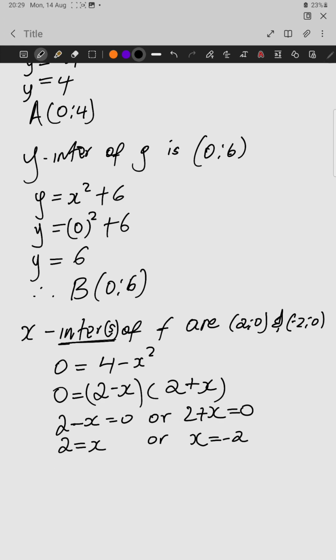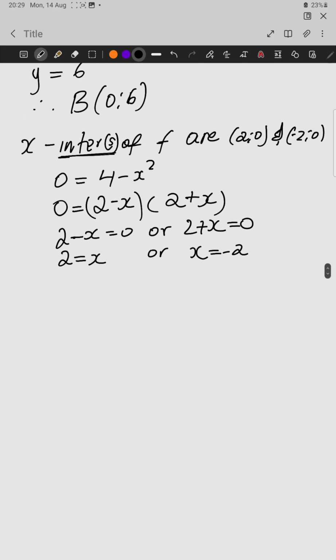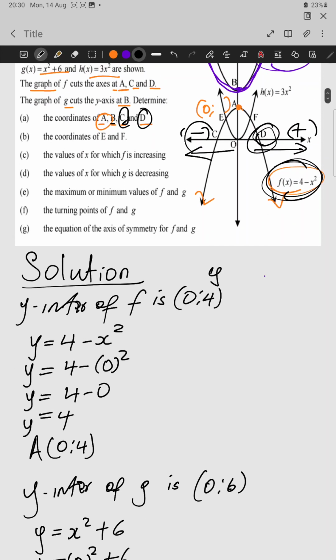So that means the coordinates of C and D are... C is on the left-hand side where x is negative, so C is on this side, and D is on the other side over there. The value of x here is negative, and on that side it is positive. So for D we're going to take the positive one, and for C we're going to take the negative one.